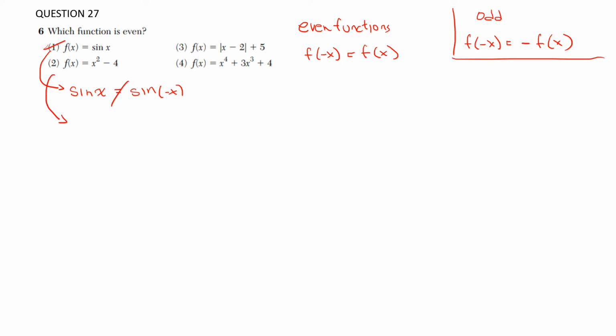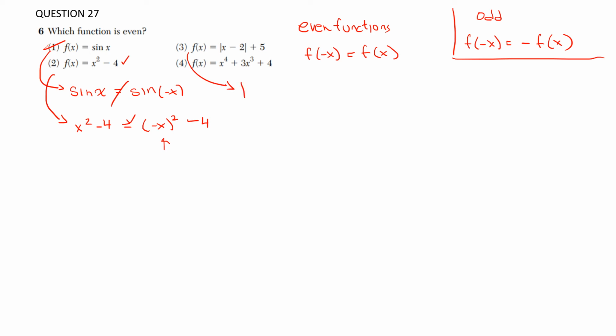Let's look at answer choice 2. x squared minus 4 equals (-x) squared minus 4. So this looks like it is true because squaring that negative sign helps us get rid of it. So this one would be true. So this is fine. Let's just double check the final two answer choices.